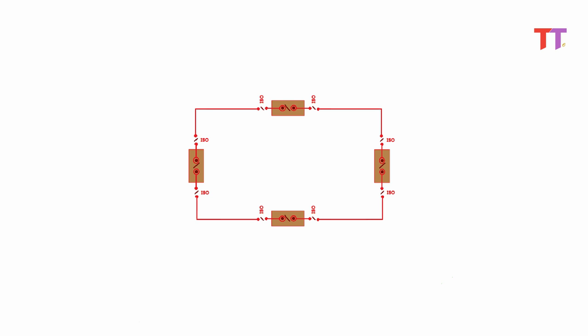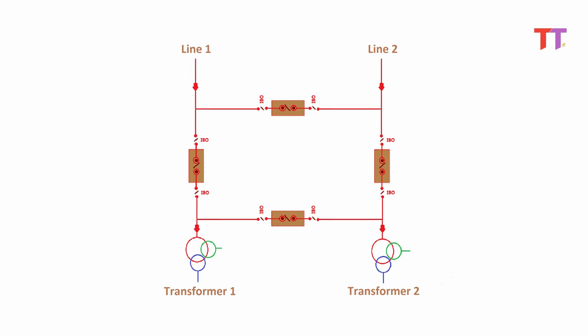As we can see, bays are connected to node points of the mesh. Here line 1, line 2, transformer 1, transformer 2, feeder 1, 2, 3, 4 are connected to node points. That means 8 bays are controlled by 4 circuit breakers. This system is used in substations with a large number of circuits.